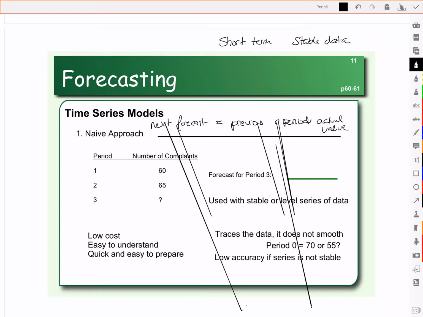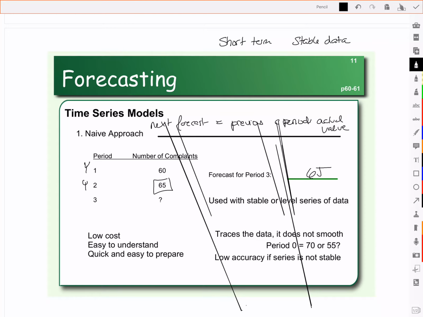are experiencing, and these are the number of complaints we're experiencing each year. So in year 1, we had 60 complaints at our branch, and at year 2, we had 65 complaints at our branch. Then the naive approach to forecasting would say our forecast for year 3 is that we will have 65 complaints. It takes the actual number from the previous period. So you use this when you have very stable or level data and you're going very short term.